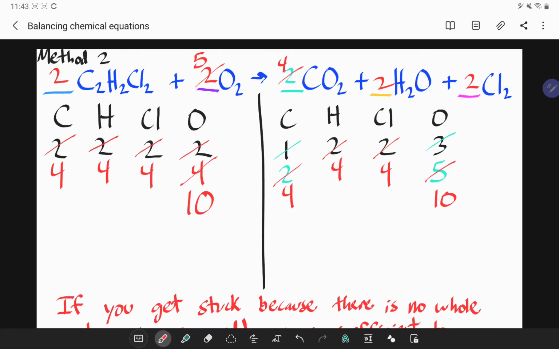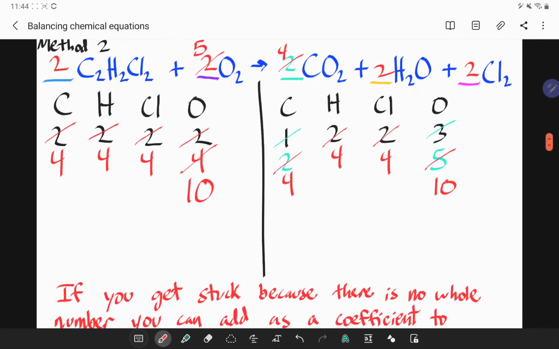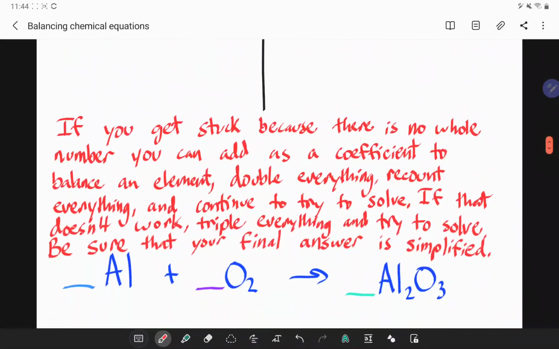So double everything. If you get stuck, double everything. Just make sure you go back through and say, okay, is this answer simplified? All right, it's 2, 5, 4, 2, 2. You can't divide any of those by a number to make them still a whole number. That's as simplified as it gets. All right, so a lot of people like this method better. I like it better too. Let's try this method for that other problem that we had.